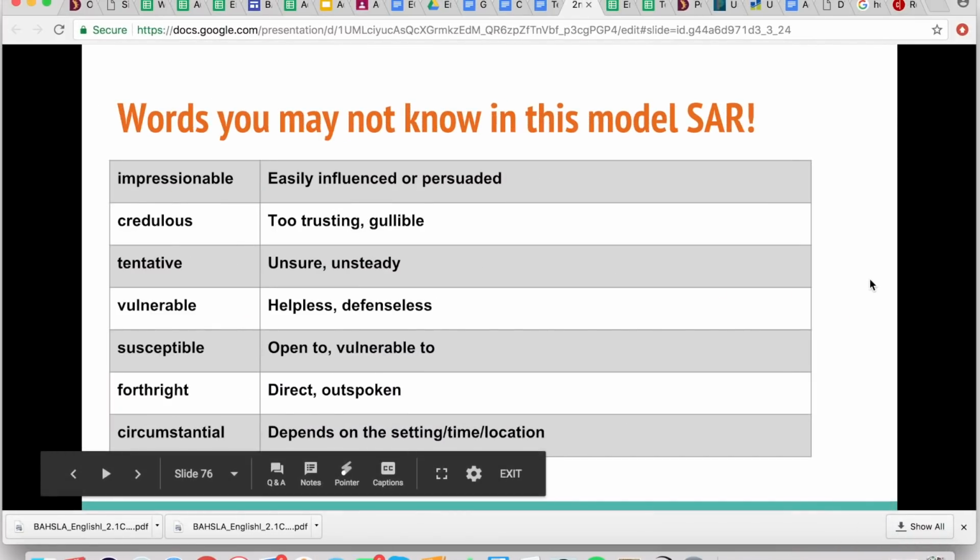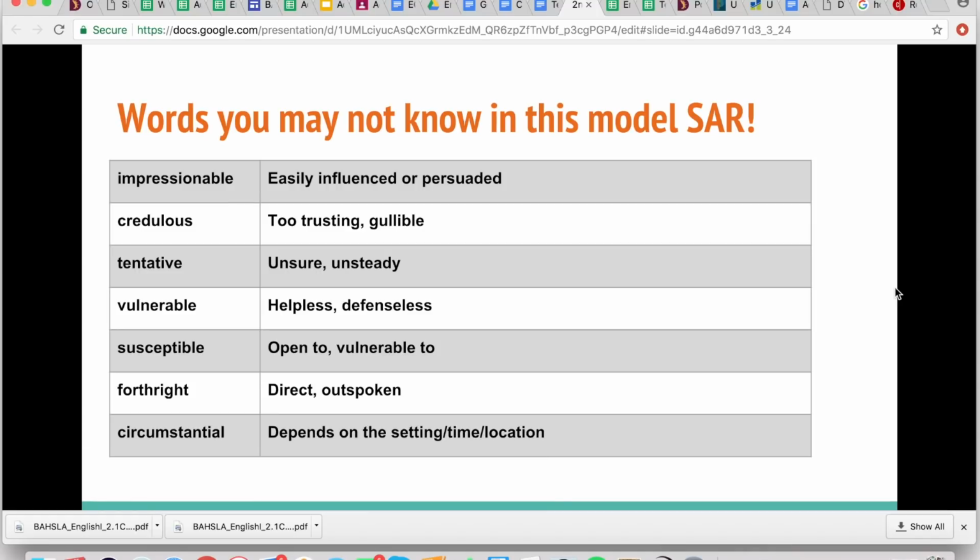And here you can see some of those words that we might not be familiar with. All right? So the first word we might not be familiar with is impressionable. Impressionable means someone that's easily influenced or persuaded. The second word we might not know is the word credulous, which means someone is too trusting or gullible. The third word is tentative, which means unsure or unsteady. Hesitant is another word for tentative.